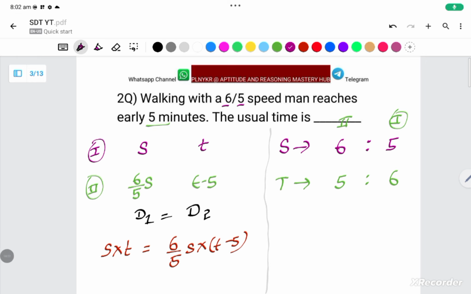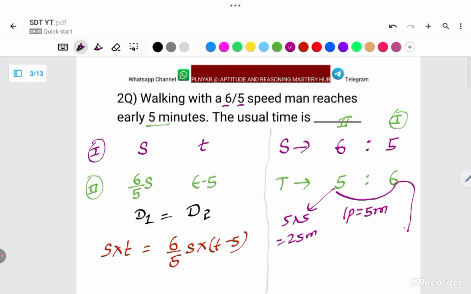The time periods are in the ratio of 5 is to 6, but in the question he mentioned that the man reaches 5 minutes early. That means the difference between the time periods is given as 5 minutes. In the ratio of 5 parts and 6 parts, the difference is 6 minus 5, which is 1 part, given in the question as 5 minutes. Then 5 parts will be 5 into 5, which is 25 minutes, whereas 6 parts will be 6 into 5, which is 30 minutes.